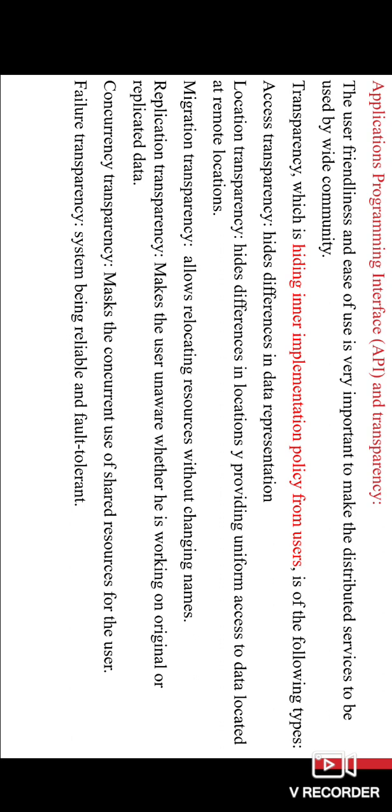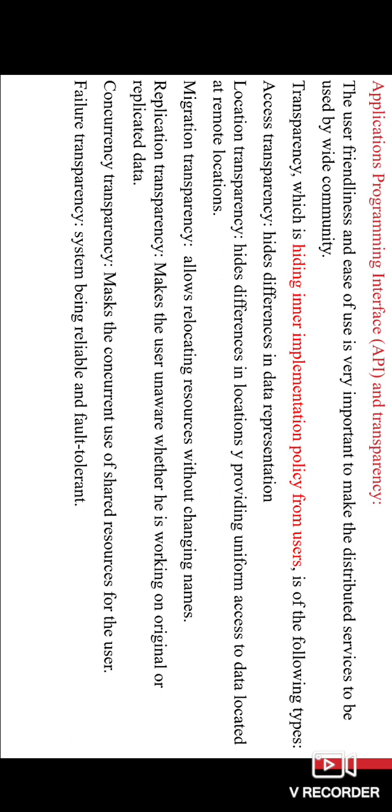Transparency means hiding the inner implementation from the user. So here we have so many types. The first one is access transparency. So it hides the differences in data representation. So as I told, in distributed system, heterogeneity is a main thing. So each and every computer can use its own data representation. So with the help of access transparency, we can hide such type of differences in data representation.